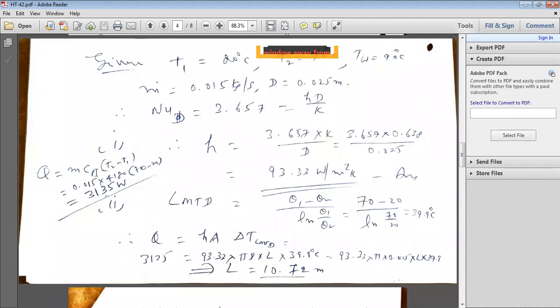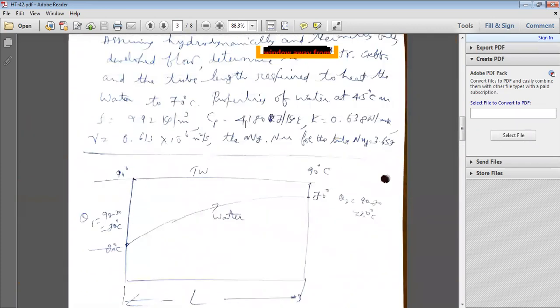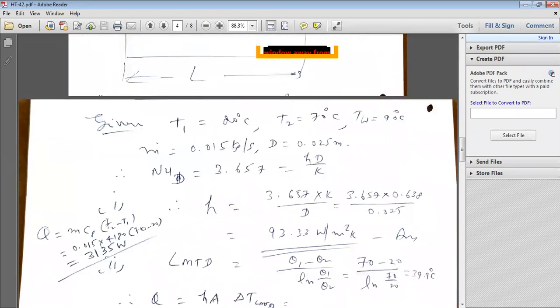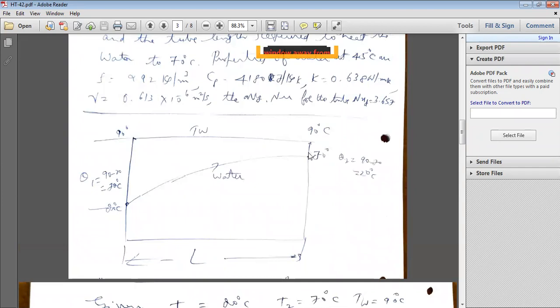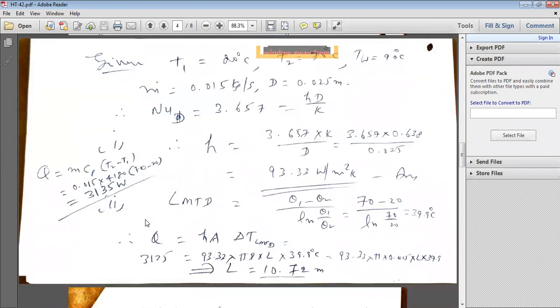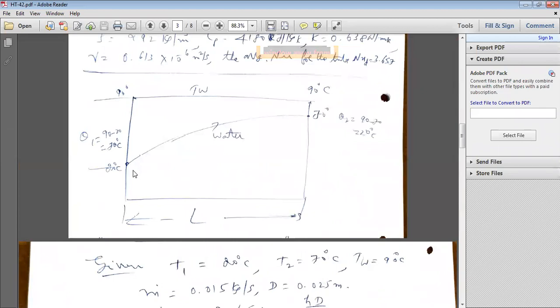How do you calculate the heat transfer for the water? By using the equation m times specific heat times delta T. The water temperature increases from 20 degrees to 70 degrees. From physics, Q is mass times specific heat times delta T. For the water, the mass flow rate m is 0.015, the specific heat of water is 4180, the higher temperature is 70 degrees centigrade and the lower temperature is 20 degrees centigrade. Heat is being given to the water, so the temperature increases from 20 to 70 degrees.